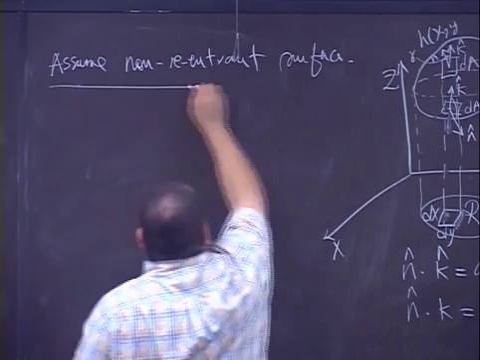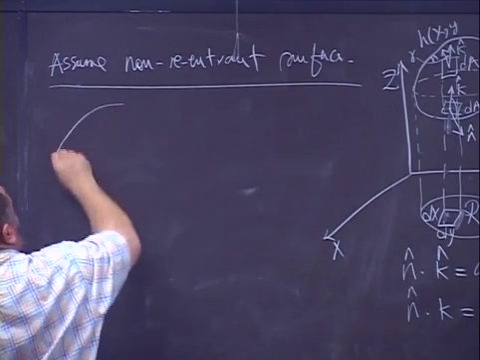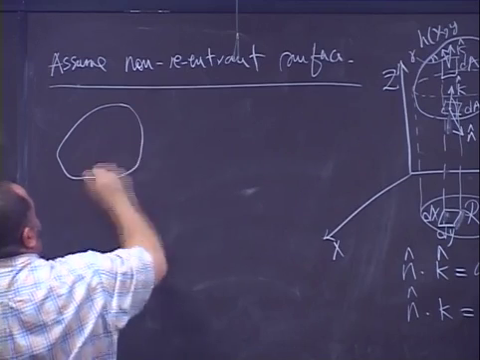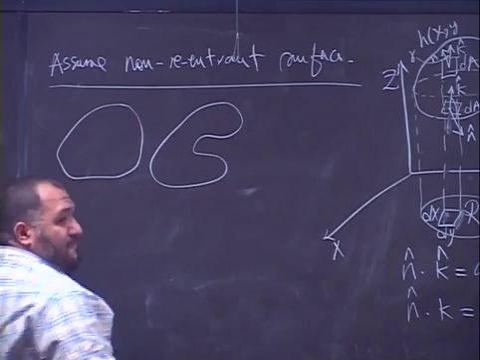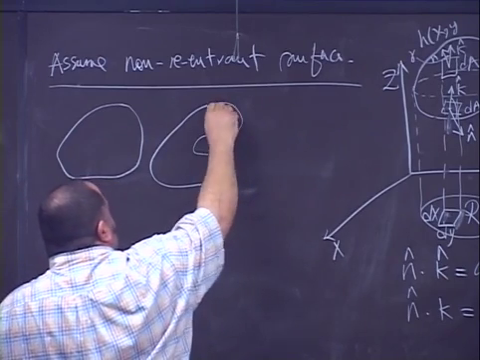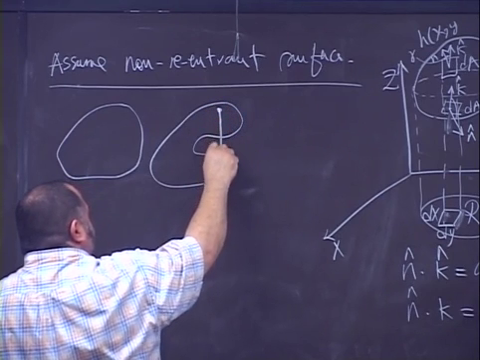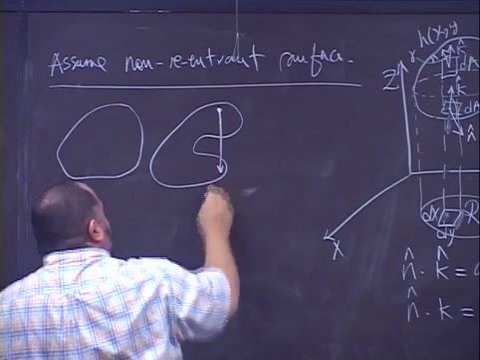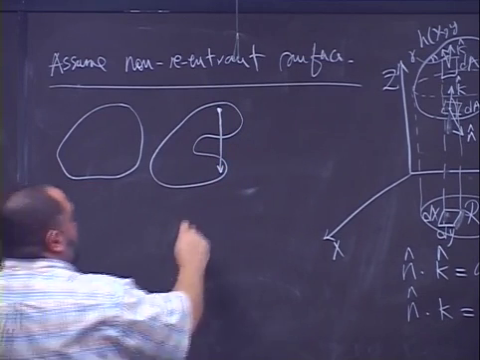What do we mean by a non-re-entrant surface? A non-re-entrant surface is a surface like this. A re-entrant surface is a surface like this. What does it mean? It means if you are here inside the volume, and you leave the volume and cross the surface, you might return back to the same volume. So this is a re-entrant surface.